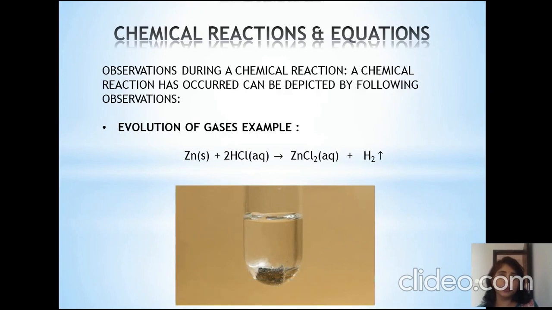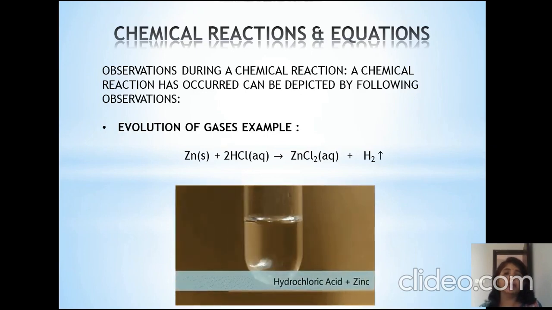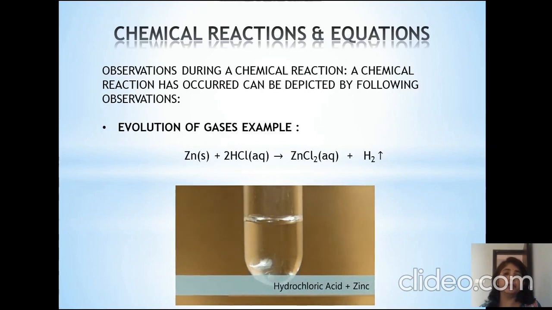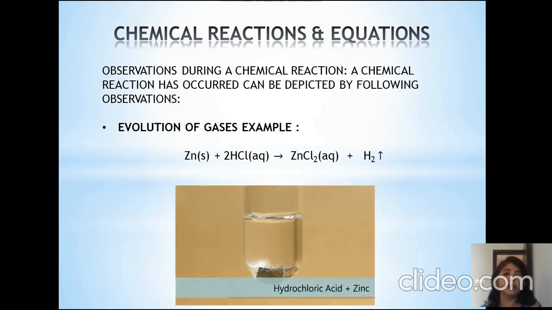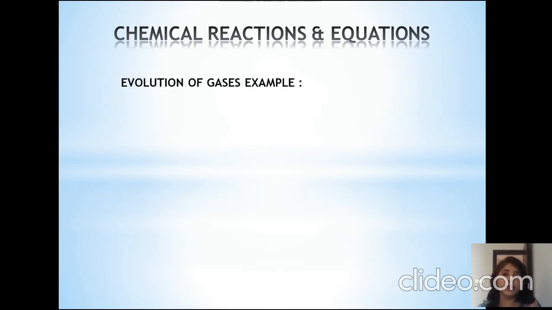This can be seen by the evolution of gas. For example, when zinc reacts with hydrochloric acid, it gives zinc chloride and evolution of hydrogen gas. Here, in the attached activity, in the attached video, we'll find that hydrogen is getting out of the vessel, evolving out of the vessel in the form of bubbles. The reaction starts, hydrogen is bubbled out. Now we'll see another example of evolution of gases.